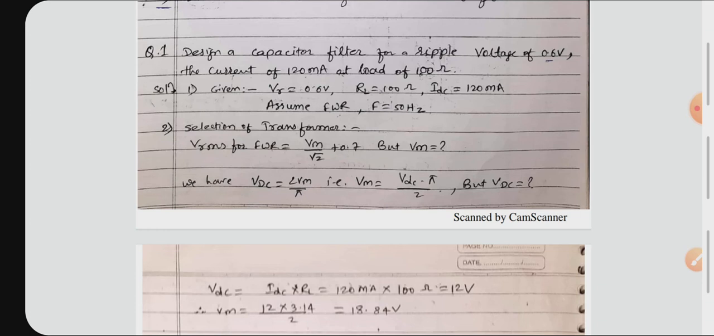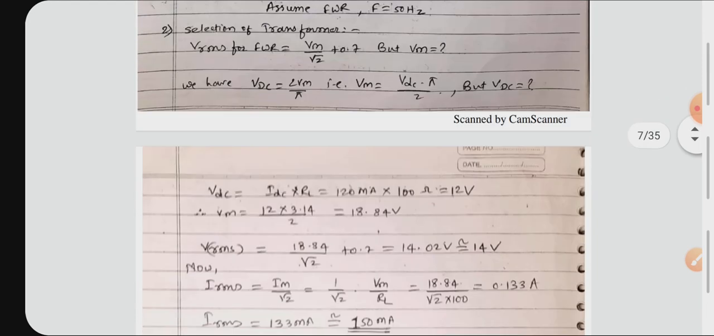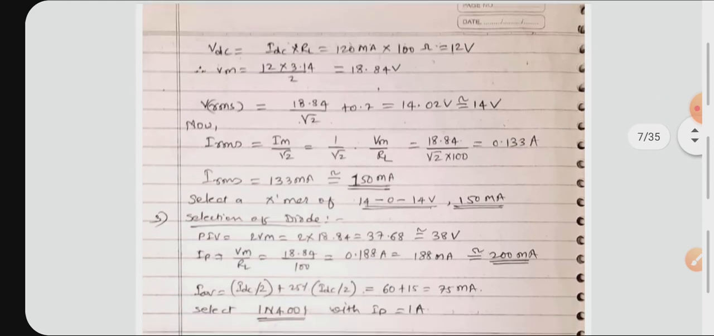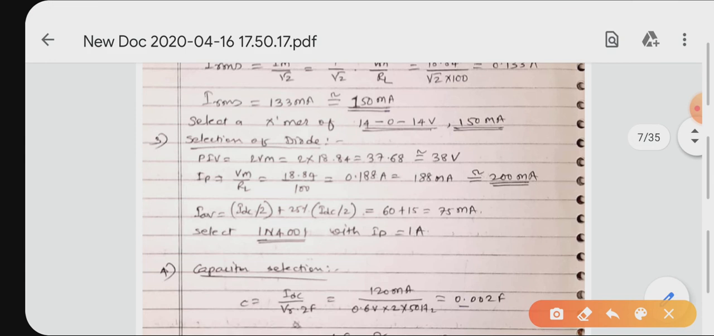So what is asked here? Design a capacitor filter. That means you will have to calculate the value of the capacitor filter. So first step, as usual, given. Second step, selection of transformer. While selecting the transformer, calculate Vrms and Irms and write down its rating. Here, after calculation of Vrms and Irms, as we have selected a full wave rectifier, the ratings are 14-0-14 center tap transformer, comma 150 milliampere.